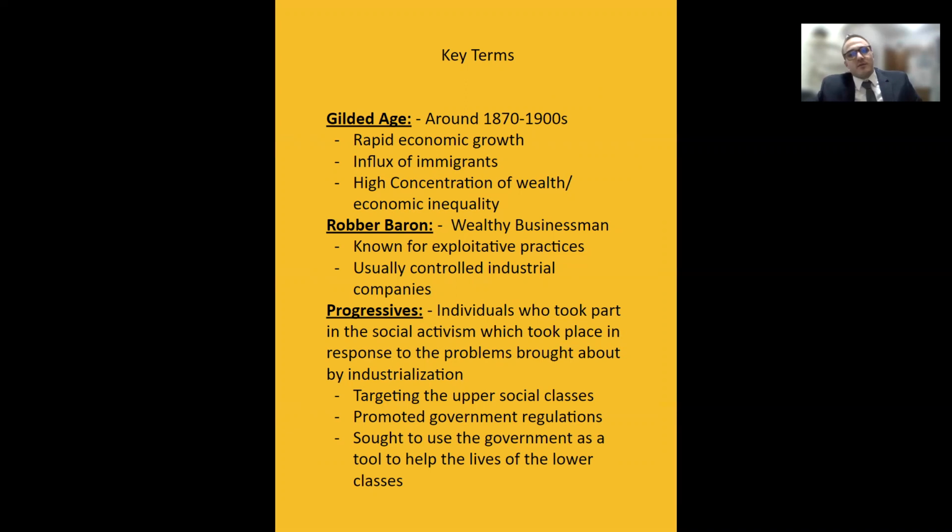That time period is from about 1870 to about 1900. Some key factors in this age are rapid economic growth due to industrialization. We have tons of immigrants coming into the country. And as a result, there's a high concentration of wealth and economic inequality in the country at this time, right?